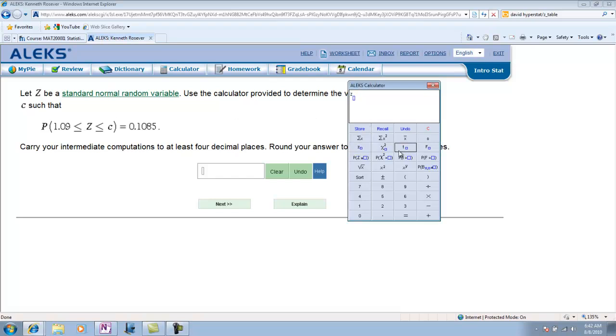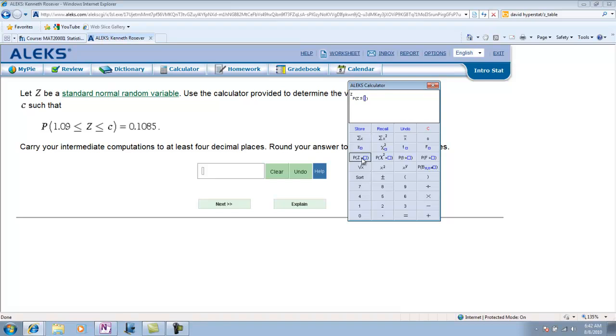Well, once again, we're going to do a Z with a little box next to it, which is going to look up for us the area to the right of some Z value. Actually, it's not going to look up the area, it's going to find the Z value that produces a certain area to the right of it.